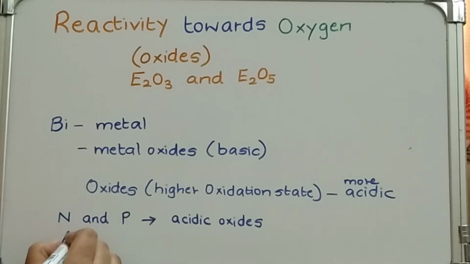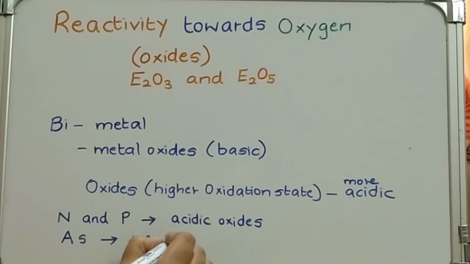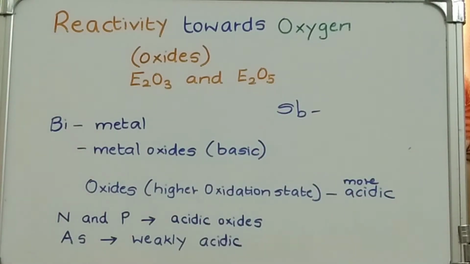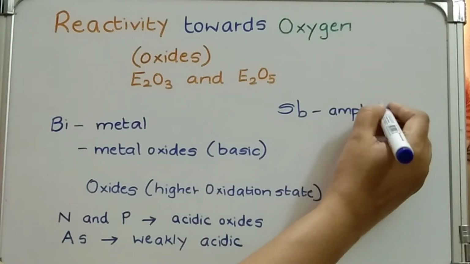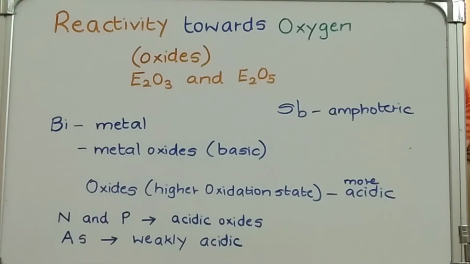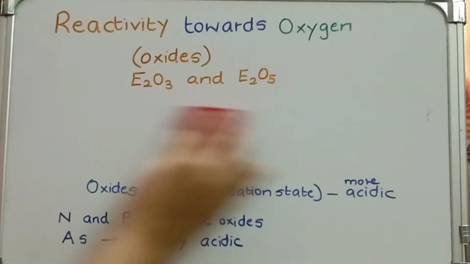Next, check for arsenic. Arsenic will be weakly acidic in nature. Check for antimony, Sb. It is a semi-metal, a metalloid, so its oxides will be amphoteric in nature. And the last one, bismuth, will be basic in nature. Correct? Let's check now the different oxides of nitrogen.